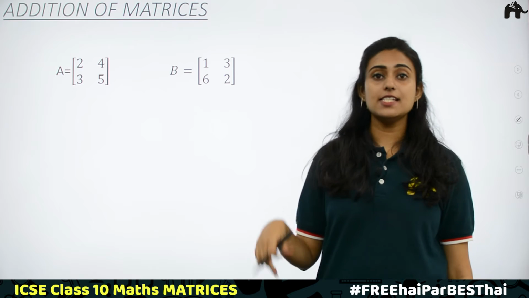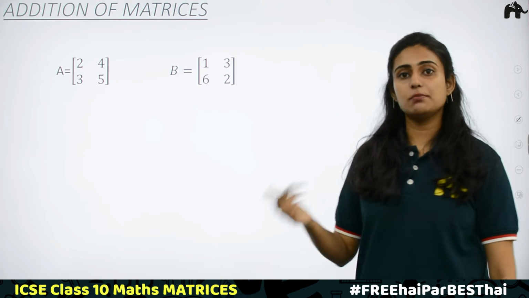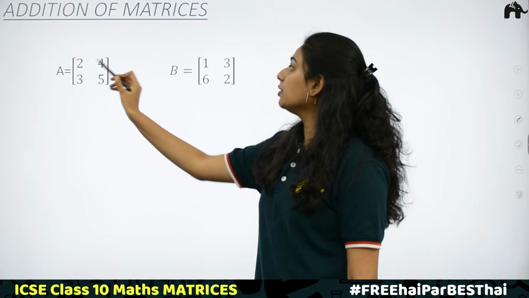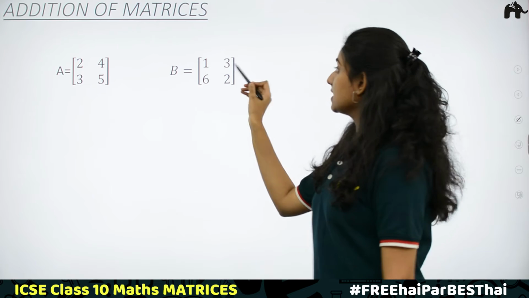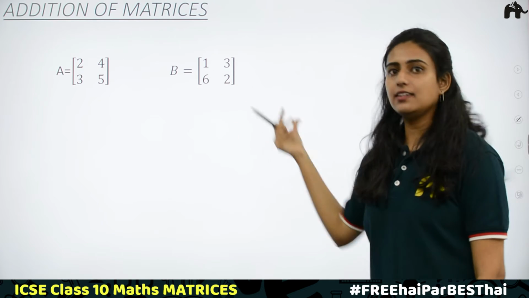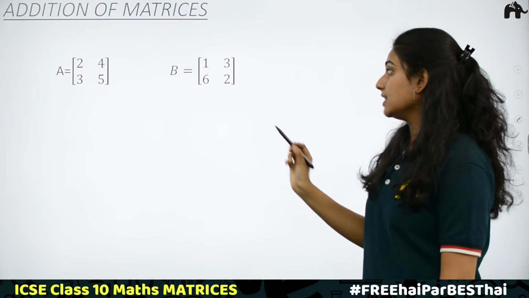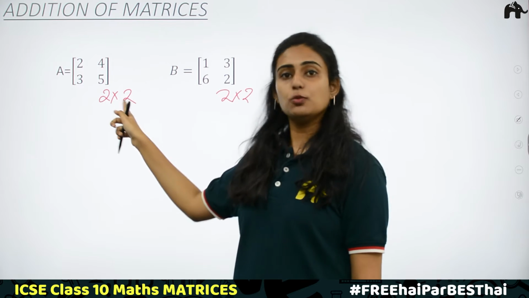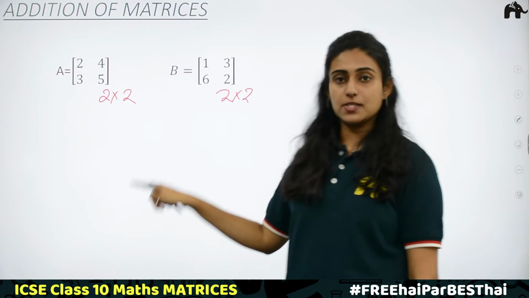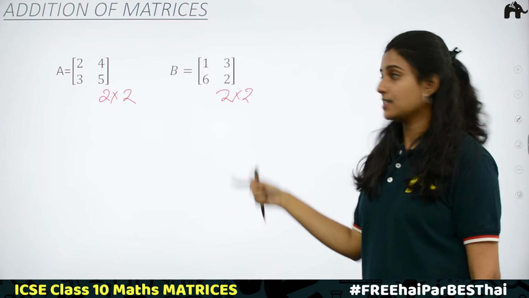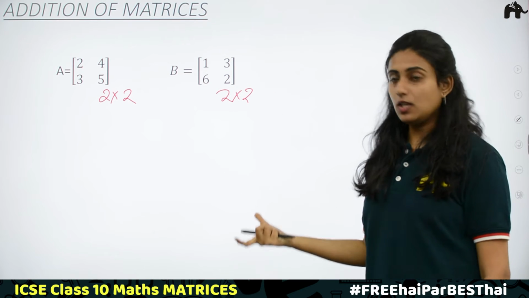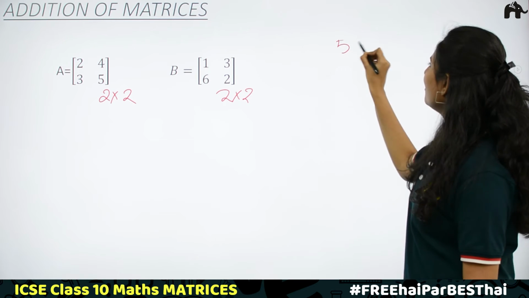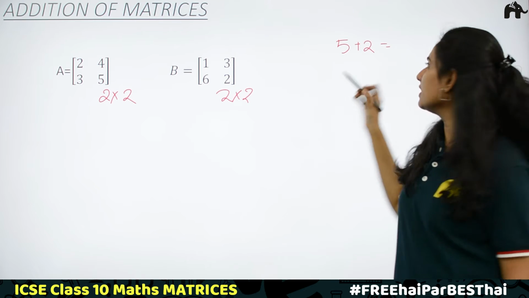Okay. Next, we will discuss the algebra of matrices, that is, addition and subtraction of matrices. Here I am taking two matrices A and B. Matrix A is equal to 2, 4, 3, 5 and matrix B is equal to 1, 3, 6, 2. We are going to add these matrices. The first condition to check is the order of the matrices. Here the first matrix is a 2 by 2 matrix, 2 rows, 2 columns. The second matrix is also a 2 by 2 matrix. If the orders of the matrices are equal, only then can we add these matrices. You know how to add, right? How to add 5 and 2? 5 plus 2 is equal to 7.